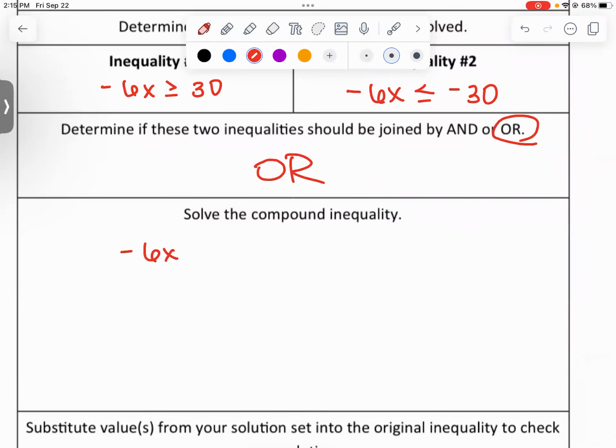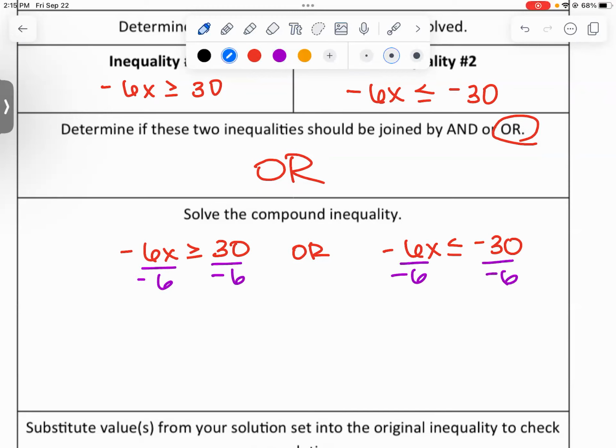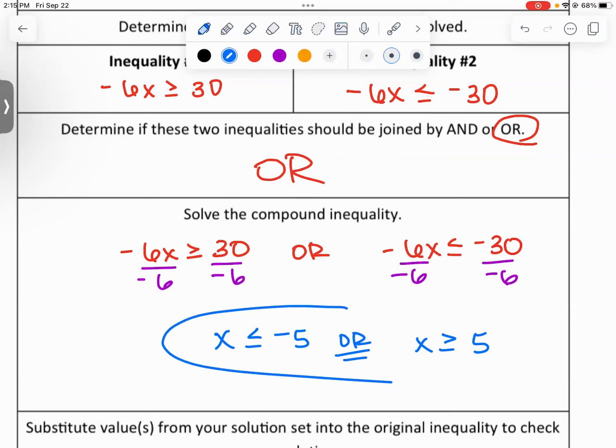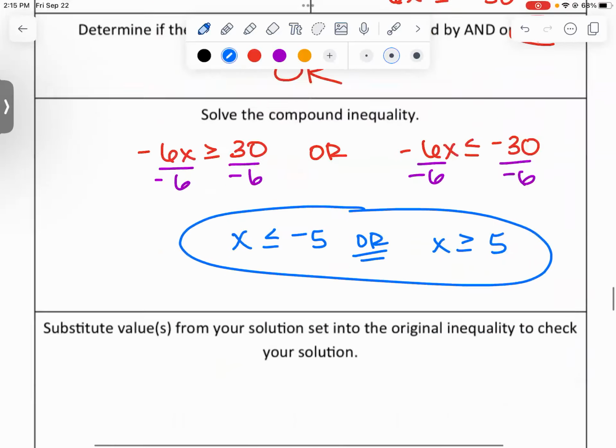So now we have negative 6x is greater than or equal to 30, or negative 6x is less than or equal to negative 30. Okay. Now let's be careful, because what do we need to do to both sides of our inequality? Okay, we need to divide by a negative, which means this becomes x is less than or equal to negative 5, or x is greater than or equal to positive 5. Nope. What do you think? We keep it as or.